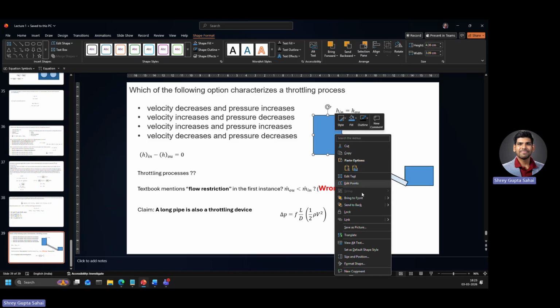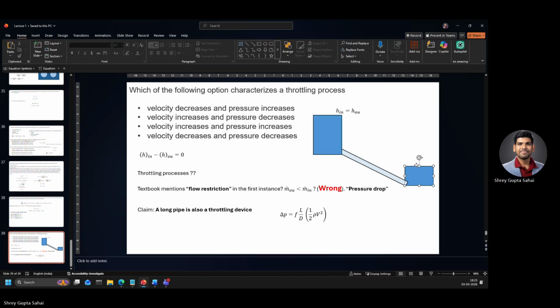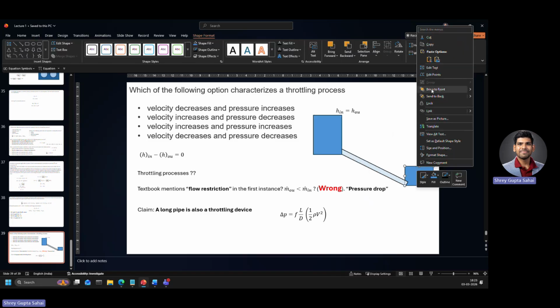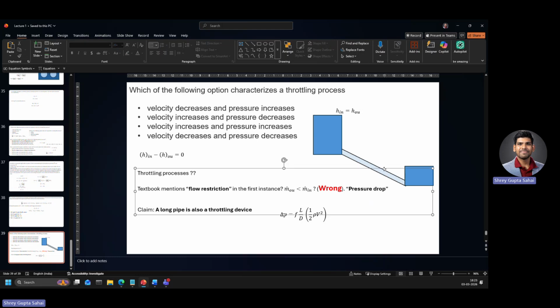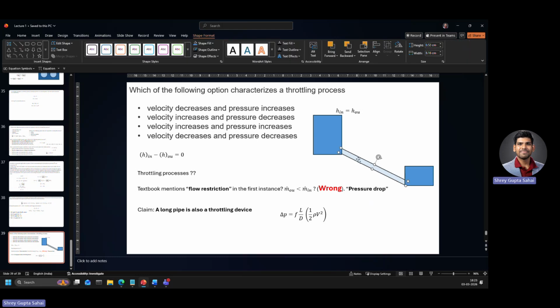I'll bring this to front, and also this one, bring to front. Now you see, in a pipe, this equation that I have written down, this is called... what is this equation called? It's called the pressure drop equation.